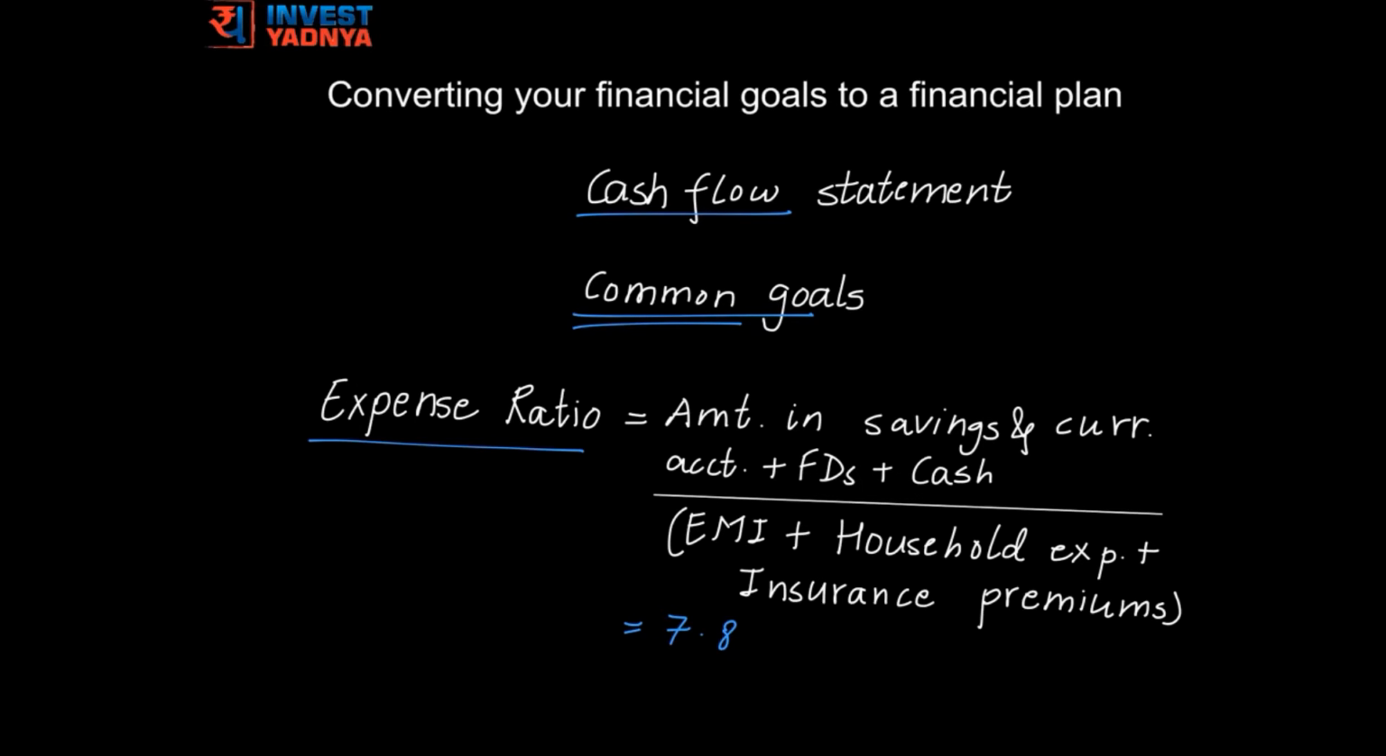The amount in their savings account plus current account plus FDs plus cash divided by the EMI plus household expenses plus the insurance premiums comes out to be 7.8. Since Parul and Puneet are salaried people, this looks to be a good expense ratio.